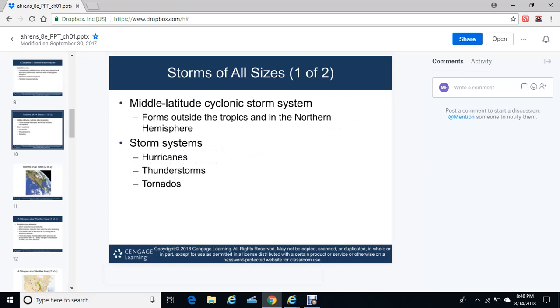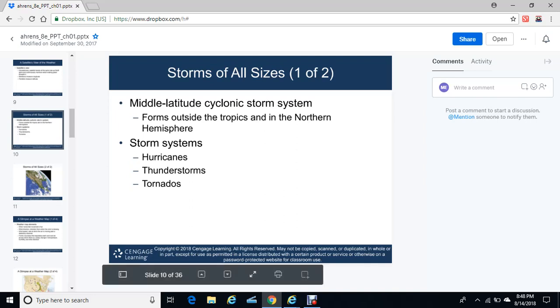Storms of all sizes. With satellite imagery, we're looking at storms of all sizes, ranging from the mid-latitude cyclonic storm systems. When I talk about those types of storms, the mid-latitudes, I'm talking about storms that form outside the tropics, the type of storms that we typically see across the United States, especially in the fall and winter time. Storm systems in general can consist of hurricanes, thunderstorms, and tornadoes. So these are all types of storm systems.